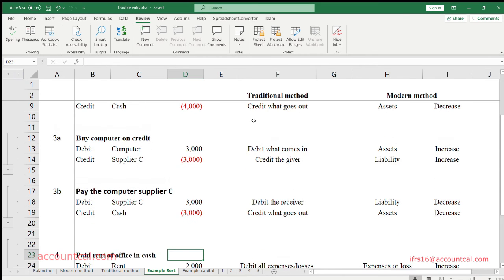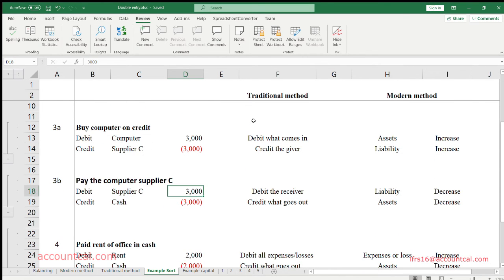Then you pay the same supplier. You credit cash because cash is an asset, credit what goes out, cash has decreased. Supplier C, you have paid. Supplier is a liability, a third party, so you debit the receiver. If you see our traditional rule, and it's a liability which has decreased. So that's why you should debit.